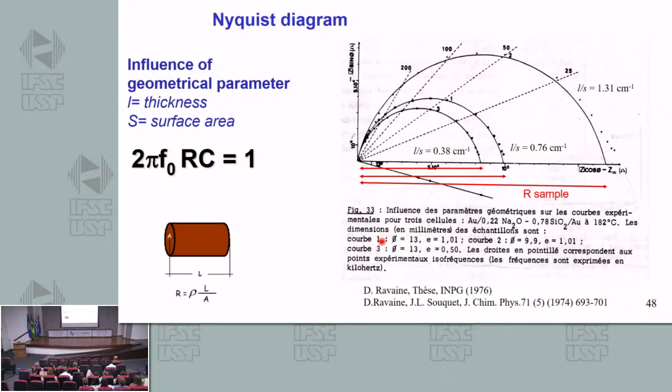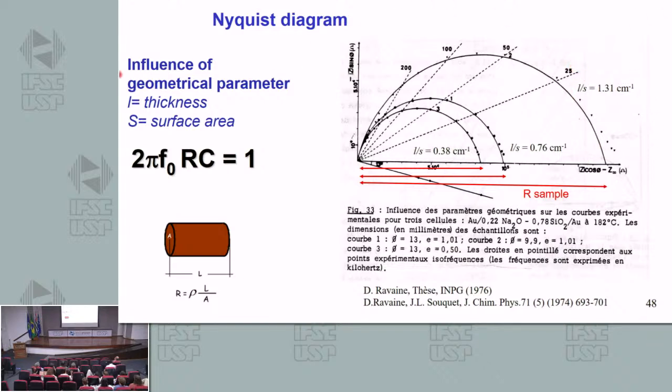For instance, here they kept the diameter and changed the thickness. And you see, if I have a low thickness, I will have a low resistance, so a smaller semicircle. But the relaxation frequency stays constant. All the frequencies stay constant. The distribution of frequencies will be the same if I only vary the geometrical parameter of the sample.